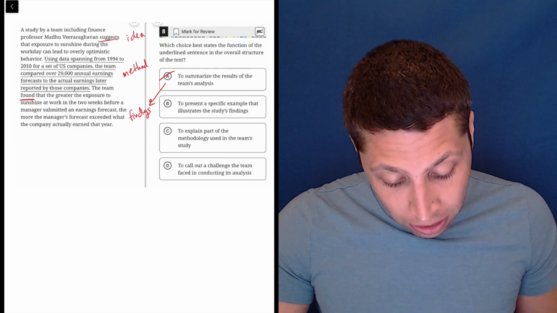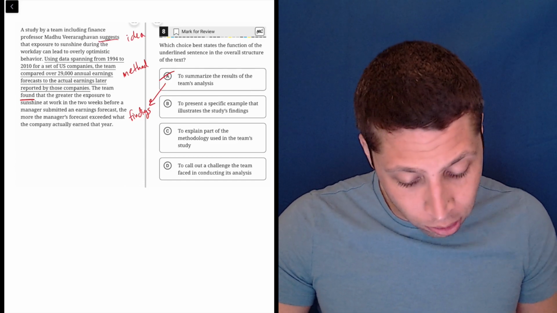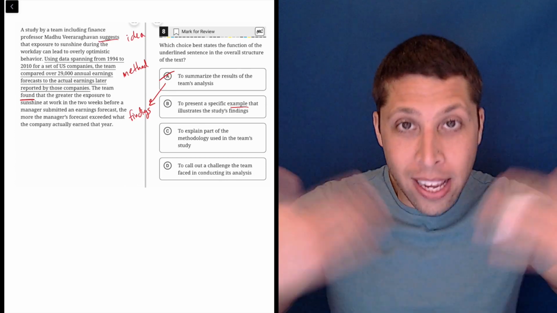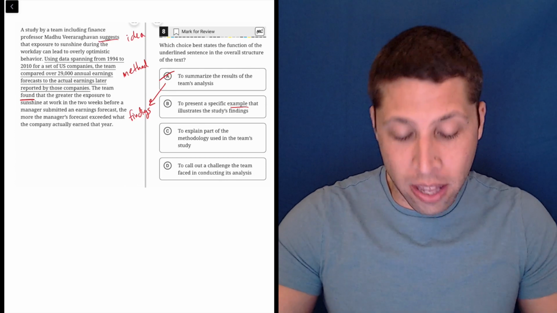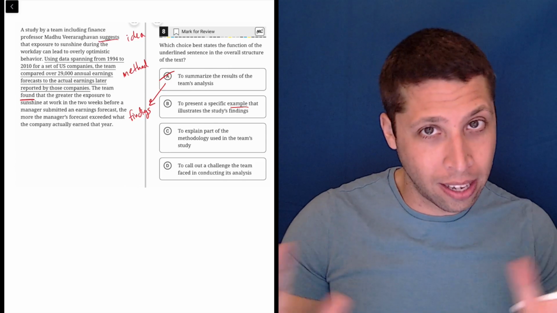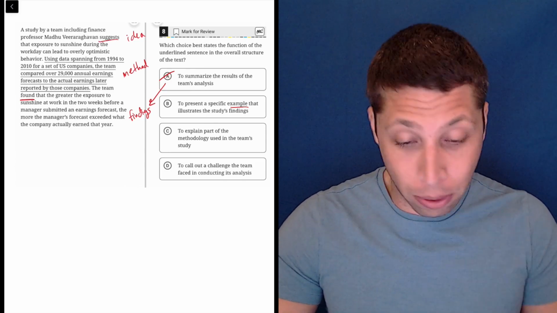B, to present a specific example that illustrates the study's findings. Well, it's not an example, it is the study. It is not an example of the study, it is the study itself. It is the method that they use. So I don't think that that's right. I'll keep it because maybe I'm misinterpreting that word, but I'm pretty sure that's wrong.